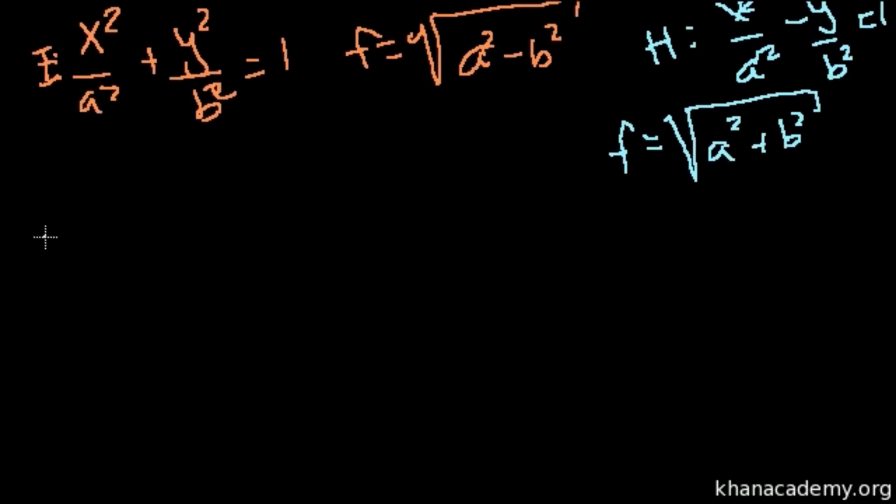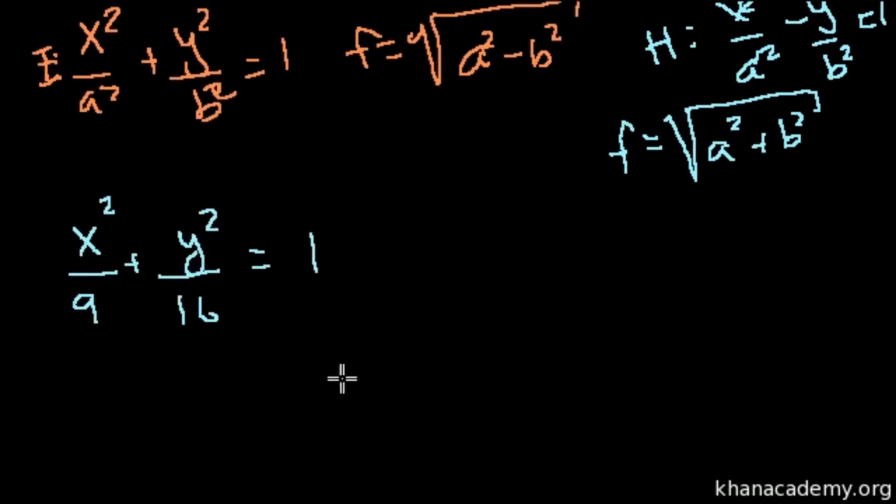So if I were to give you the following hyperbola: x squared over 9 plus y squared over 16 is equal to 1. Well, the first thing you do, we could just figure out the focal length just by plugging into the formula. The focal length is equal to the square root of a squared plus b squared. This is a squared, right? a is 3, b is 4. So 9 plus 16 is 25, whose square root is 5.